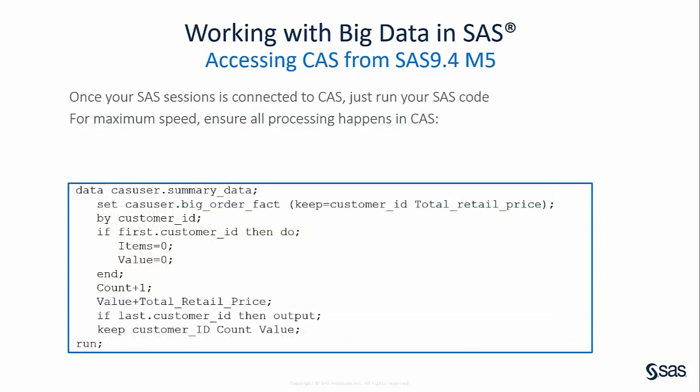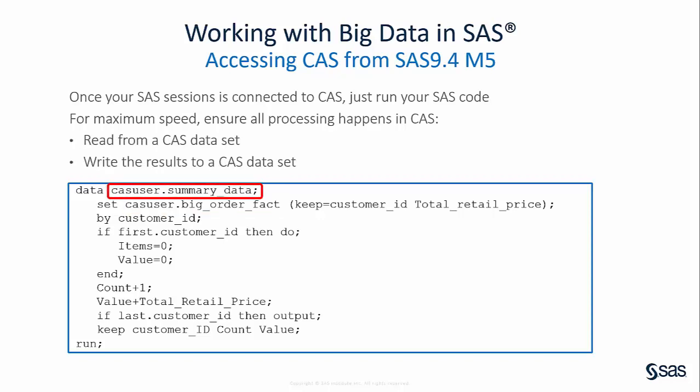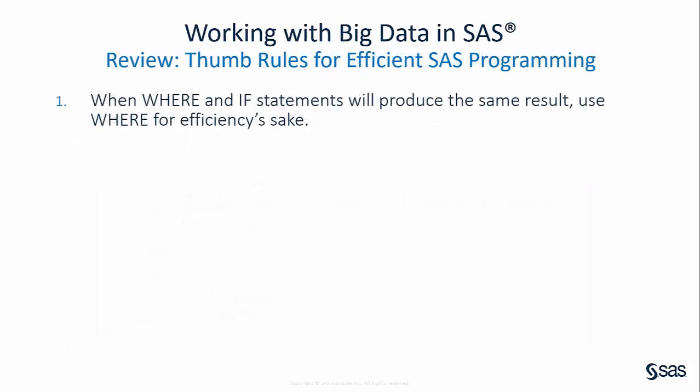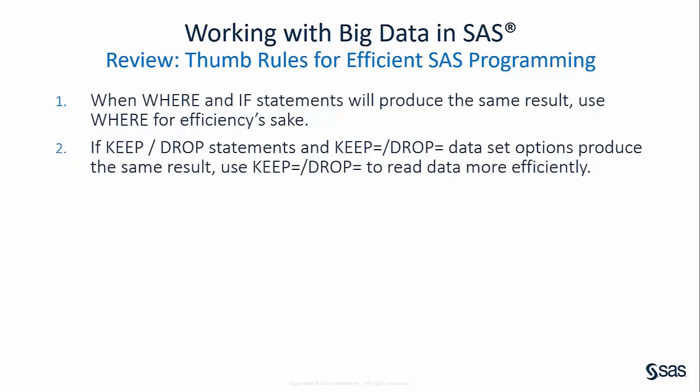Once you're connected to SAS, I basically just run my SAS code. Here I'm reading from a SAS dataset, writing the results to SAS, and bam, that runs distributed on the SAS platform. Okay, so a quick review. Thumb rules for efficient SAS programming, right? When where and if statements produce the same result, use where. If keep and drop statements and keep equal and drop equal dataset options will produce the same result, then use the keep equal or drop equal data set option to reduce the data ingested on the set statement.